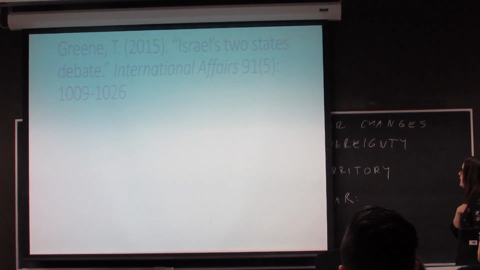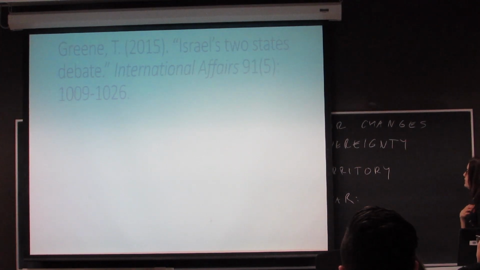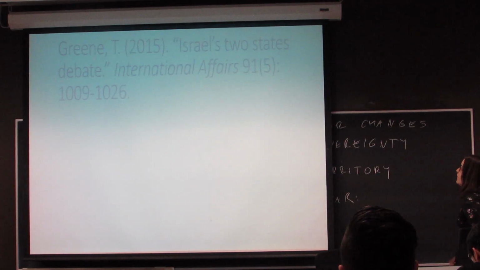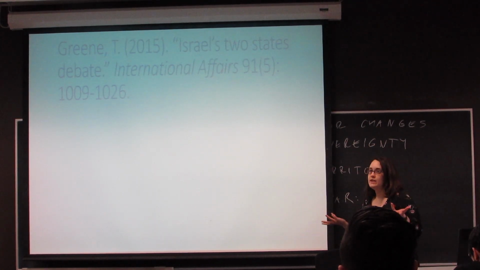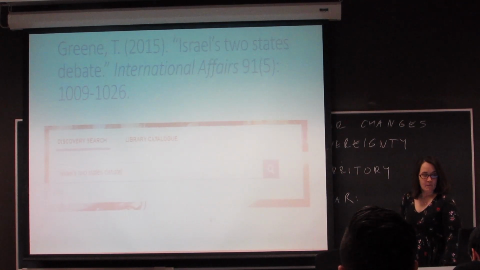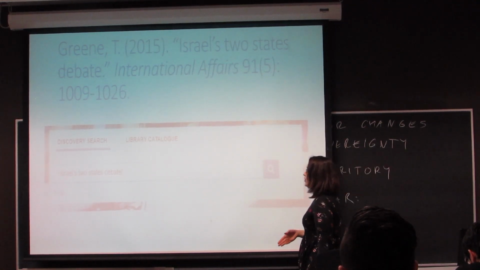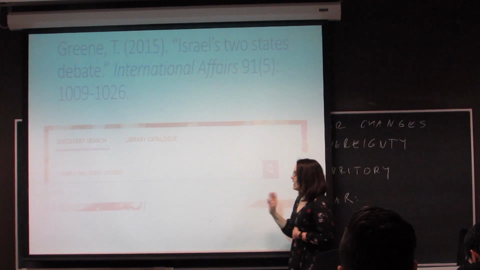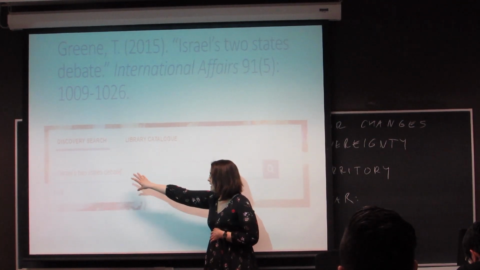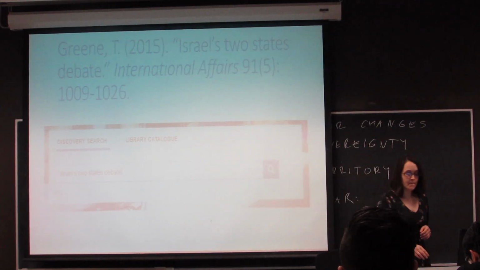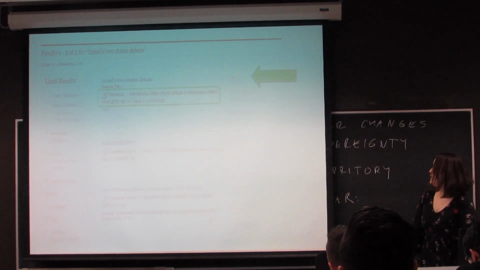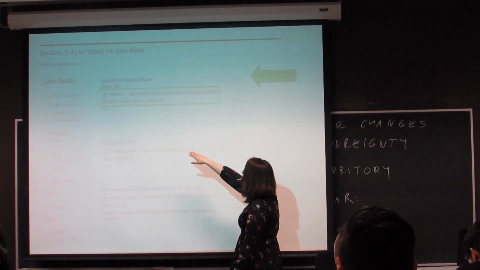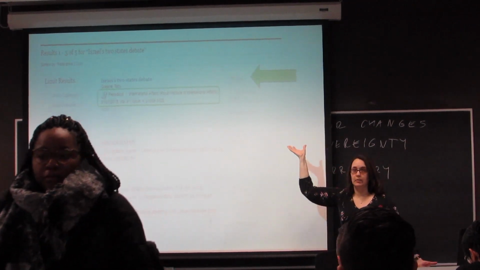Okay, so Israel's two states debate, International Affairs, 91. That looks like a volume and an issue number, plus some page numbers. So we have 2 titles, a volume and an issue. This is a journal article. We can look these up in the discovery search. You will never find journal articles in the library catalog. They are not listed there. But because the discovery search searches some of our journal article databases, you can search them there. So Israel's two states debate, it's a periodical, International Affairs, volume 91, issue 5, there are the page numbers, and there's a PDF available.